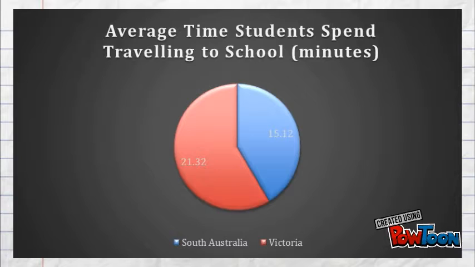This sector graph was created using the average time for each state. Although you can see that Victoria has a larger portion of the pie, it is not recommended that you use this chart for this investigation as it does not show percentage.